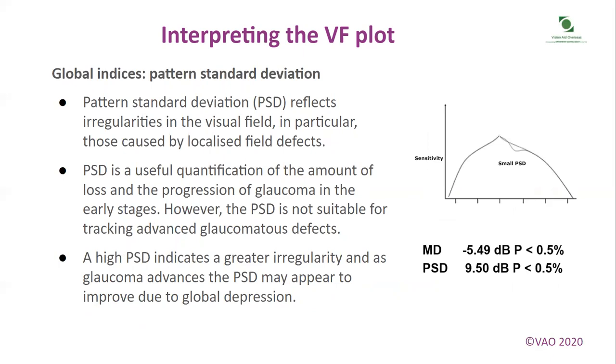Global indices, pattern standard deviation. Pattern standard deviation reflects irregularities in the visual field, in particular those caused by localized field defects. PSD is a useful quantification of the amount of loss and the progression of glaucoma in the early stages. However, the PSD is not suitable for tracking advanced glaucomatous defects. A high PSD indicates a greater irregularity, and as glaucoma advances, the PSD may appear to improve due to global depression.